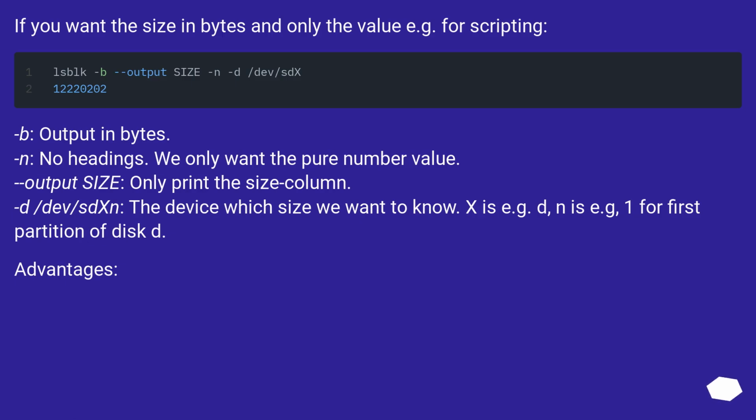If you want the size in bytes and only the value, for example for scripting, use lsblk with -b, output in bytes, -n, no headings. We only want the pure number value. -o SIZE, output size, only print the size column. And /dev/sdXn, the device whose size we want to know. X is for example d, n is e.g., 1 for the first partition of disk d.